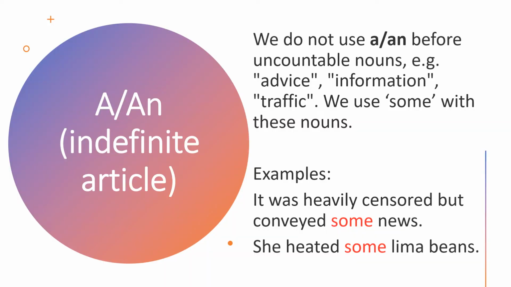We do not use a and an before uncountable nouns. For example, advice, information, traffic. We use some with these nouns. It was heavily censored but conveyed some news. She heated some lima beans.